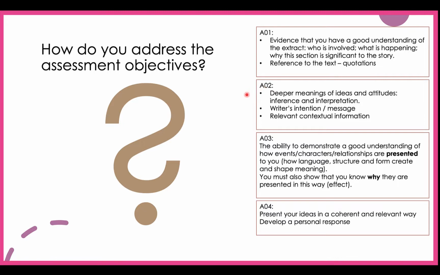AO2 is all about the deeper meaning, so the different attitudes and ideas. Think about these overarching big questions or big ideas that the writer is tackling throughout their work. Think about how you are using your skills of inference, but also how you are interpreting meaning. Think about the writer's intention or their message. Why have they written this novel? What are they hoping to express to you? What do they hope that you will understand? What are they trying to convey?